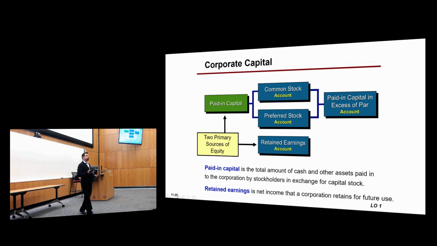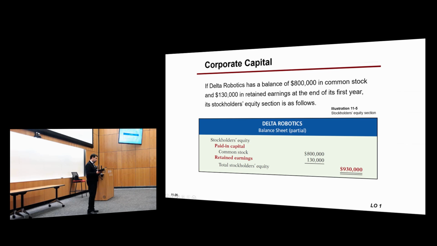As dividend, the company might share part of the net income with their investors, and then the remaining part will be retained earnings. So if Delta Robotics has a balance of 800,000 in common stock and 130,000 in retained earnings at the end of its year, the stockholders' equity section in the balance sheet will be as such.